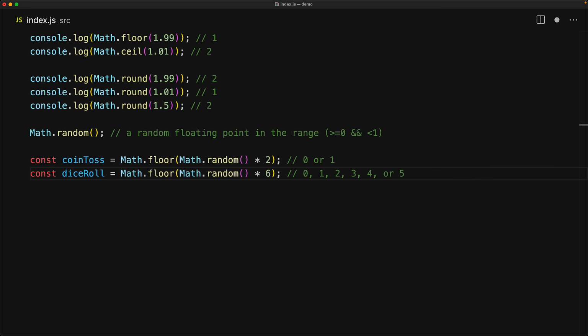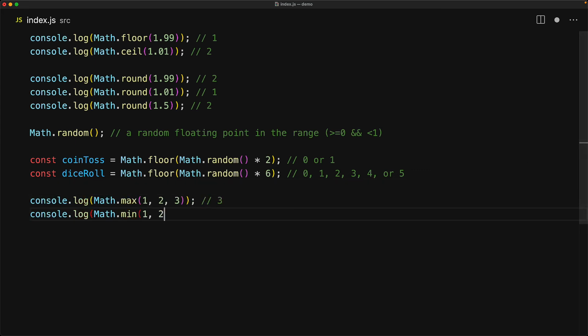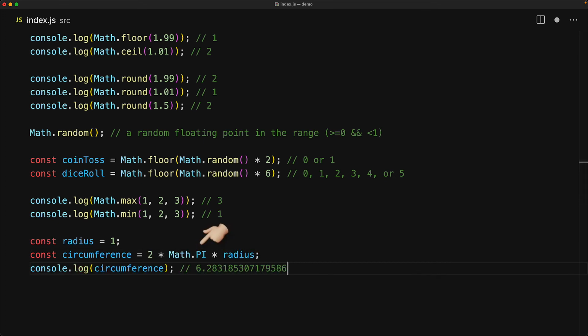0 to 5. Math also has functions Math.max and Math.min. Max returns the maximum value within a set of numbers, and min returns the smallest value within a set of numbers. And these functions come in quite handy. And speaking of handy, Math also has some constants. For example, Math.PI, which comes in handy when you are working with circles. For example, here's the circumference of a unit circle.